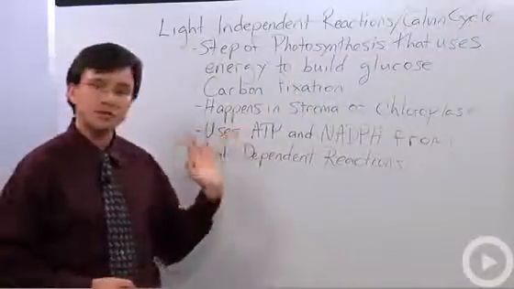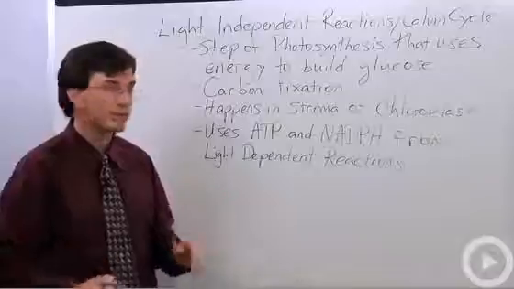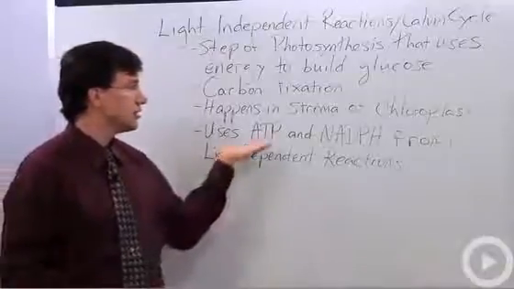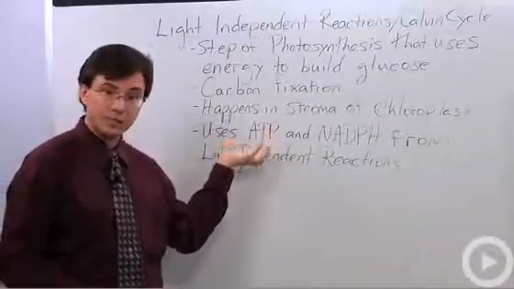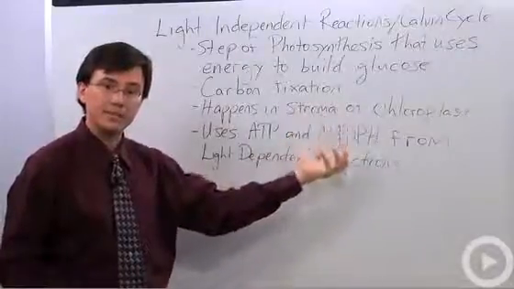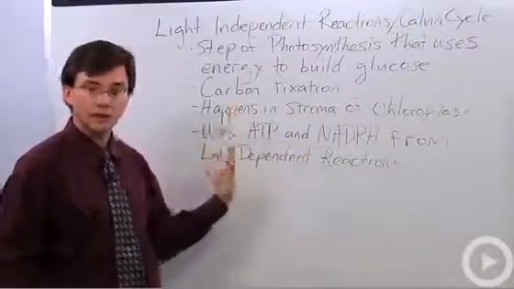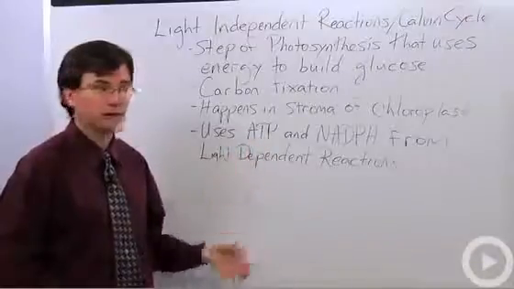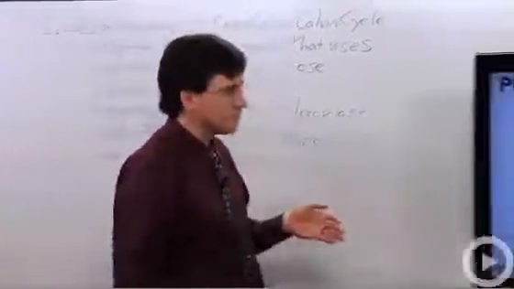Now, this happens in the stroma of the chloroplast, the organelle of photosynthesis, and it's using the energy that's in ATP molecules and the energy of the electrons being carried by NADPH that were being provided to the stroma by the light-dependent reactions. Let's take a closer look.